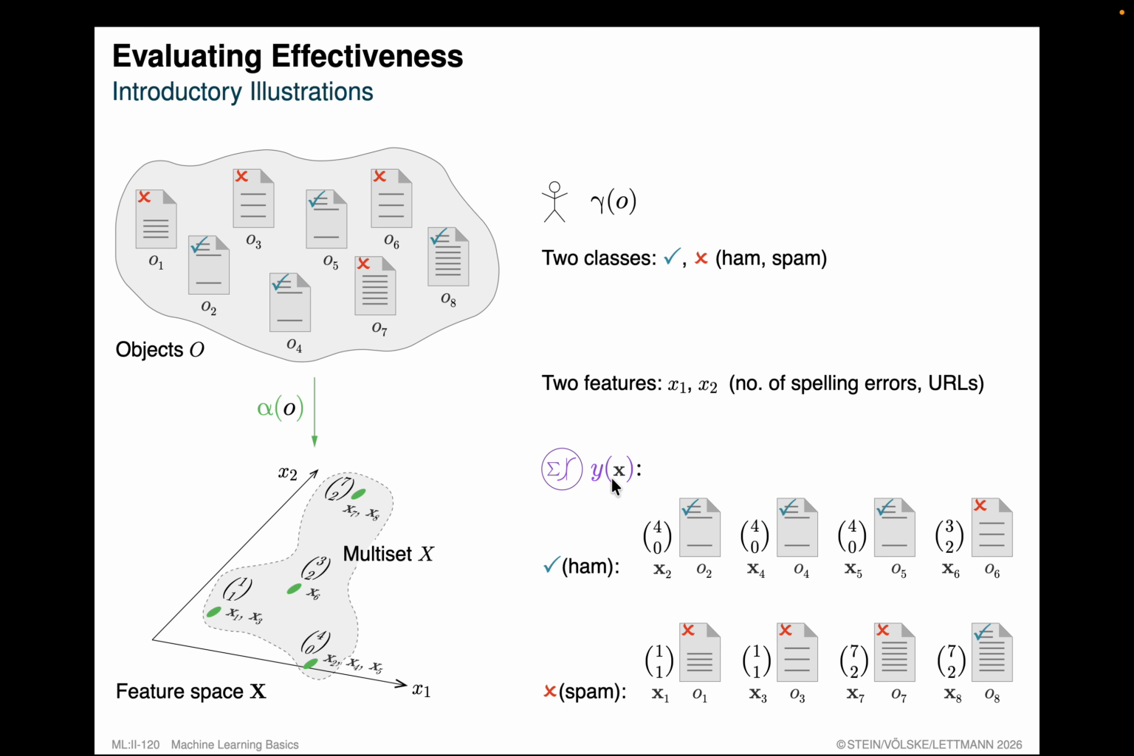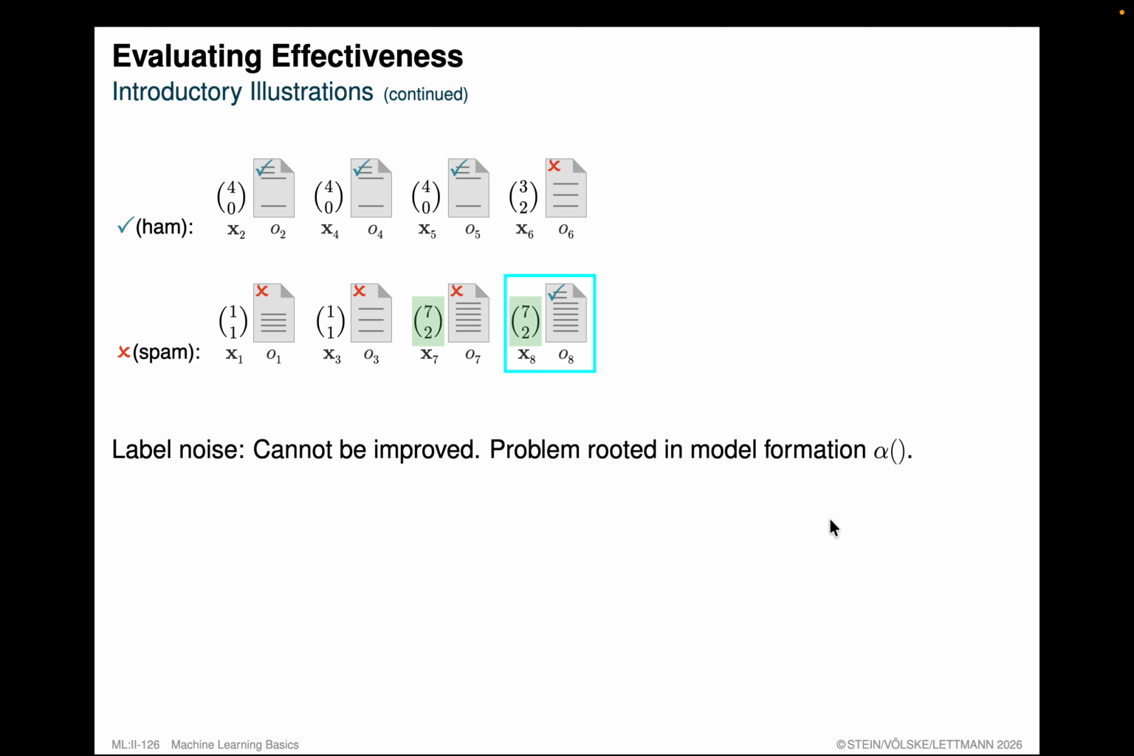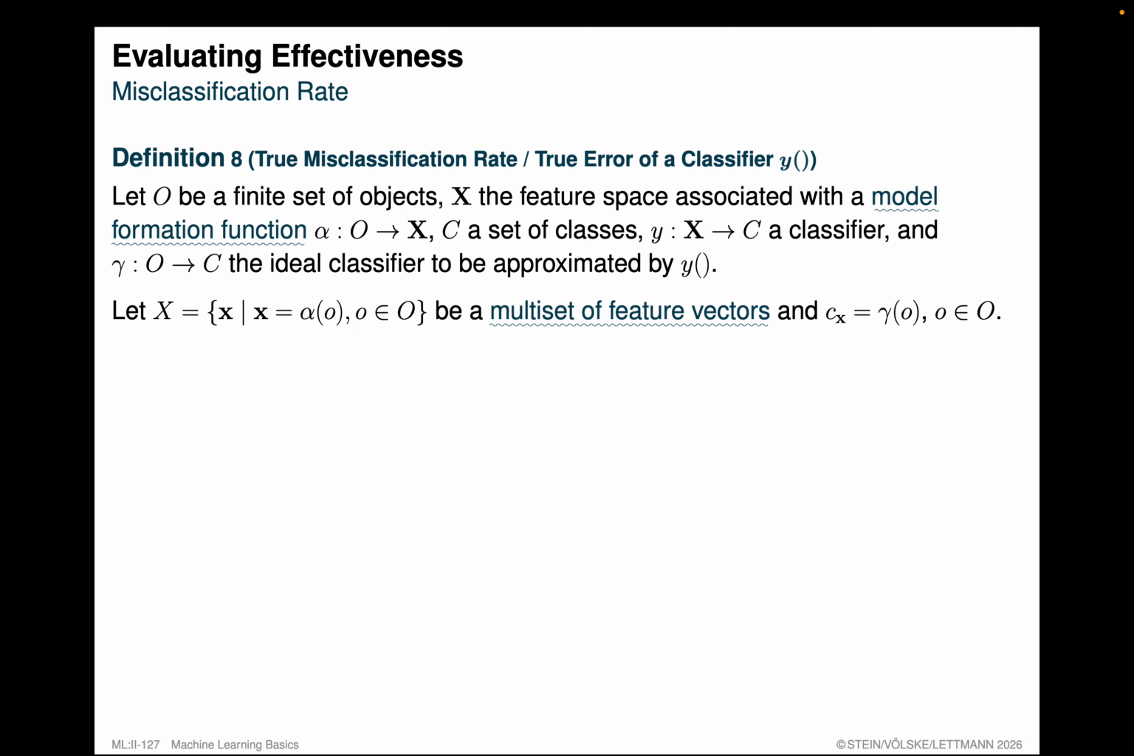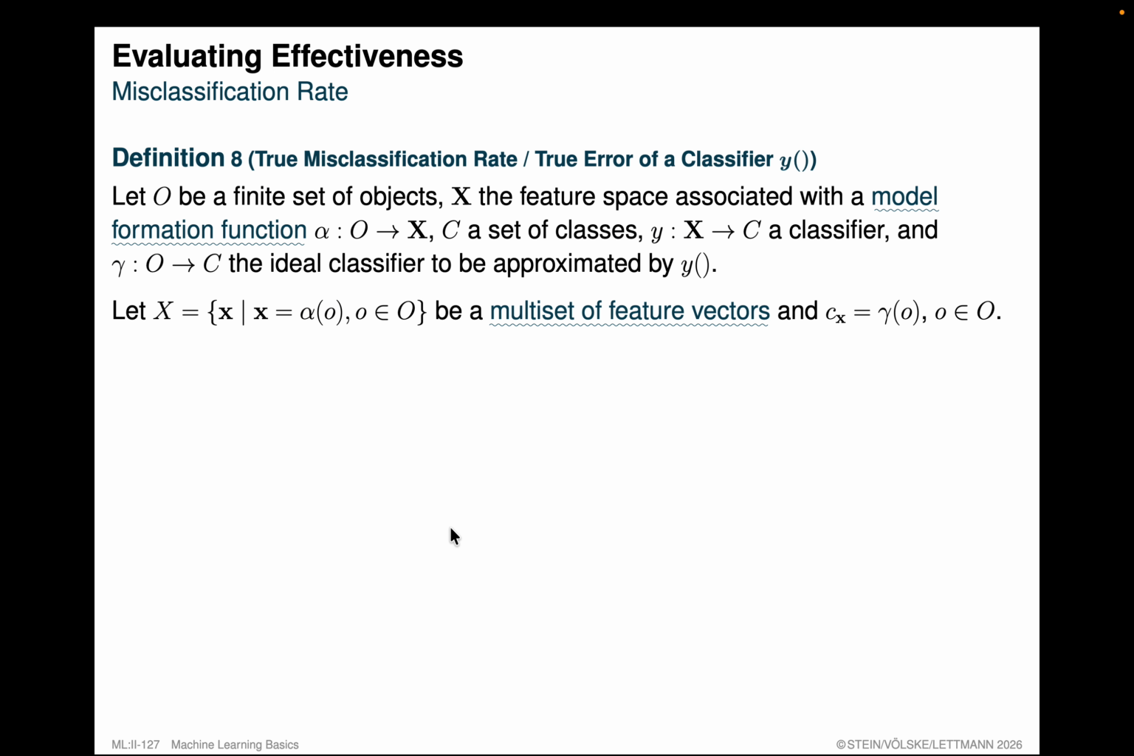So the model function that we choose should as closely as possible approximate gamma and minimize the error. And then there's some irreducible error that cannot be gotten rid of at all. And this is then the label noise of gamma. All right, so some definitions. We have seen now in the illustrations this error function here, and this will now be defined. We call it the true misclassification rate.